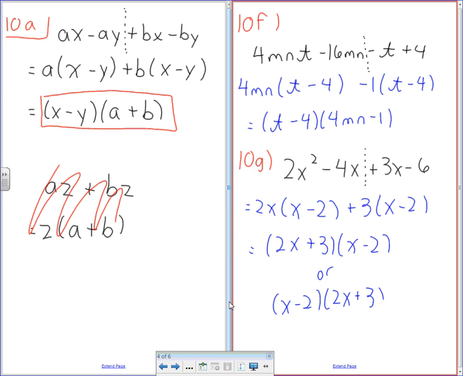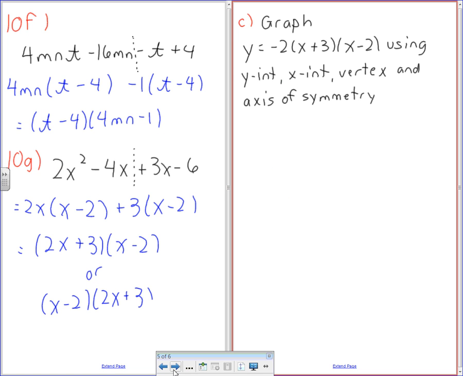So here we go. Our graphing question here, oh boy, this is a long warm-up. It says here, graph y equals negative 2 bracket x plus 3, x minus 2, using y-intercept, x-intercept, axis of symmetry. If you take a look at what we just did, this is now in factored form, right? So what we're doing is leaving it in a form where we're able to graph the x squared term. Okay, let's start with y-intercept, please.